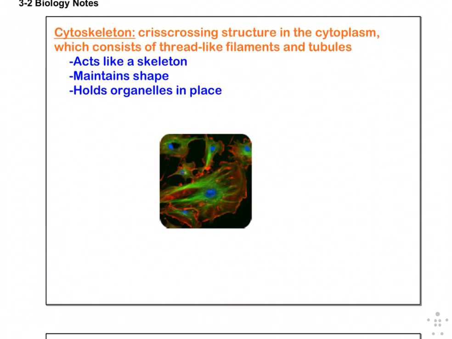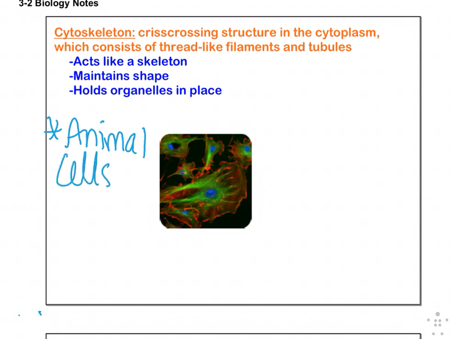The cytoskeleton, this is unique to animal cells. This is a crisscrossing structure in the cytoplasm, which consists of thread-like filaments and tubules. It acts like a skeleton, hence the name cytoskeleton. It helps the cell maintain its shape, and it will also hold organelles in place. Anytime you see the prefix cyto, you should think the word cell.